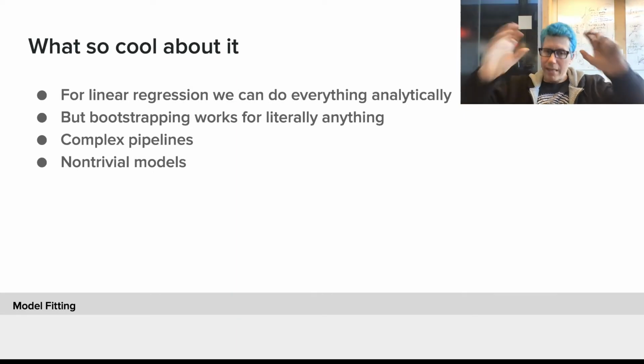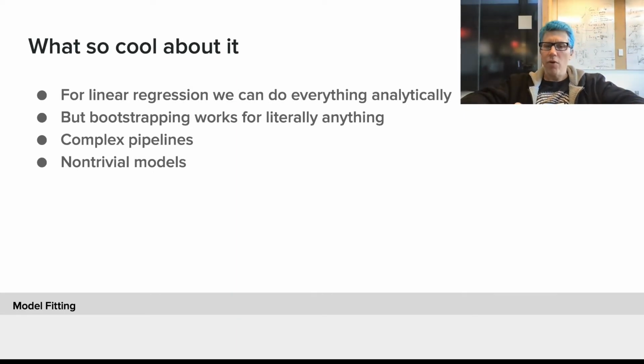So let's first be clear about what's so cool about it. For linear regression, we can do some semi-complicated math and solve everything analytically. But bootstrapping works for pretty much anything. Now, there will be statistical issues, like we might not have enough data, there might be some other problems, but importantly bootstrapping works on complex pipelines and it works with non-trivial models. Remember how in the first week we talked about interesting models that we were fitting? We can do bootstrapping with these models.